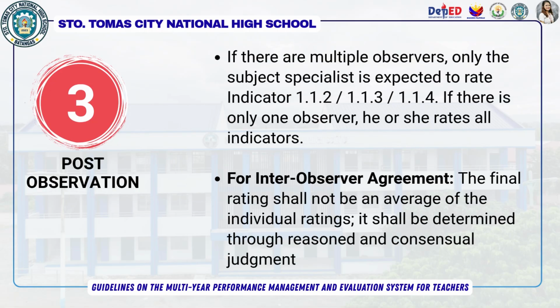If there are multiple observers, a few rules apply. First, only the subject specialist is expected to rate indicators 1.1.2, 1.1.3, and 1.1.4 concerning content knowledge and pedagogy. If there's only one observer, they rate all. The final rating shall not be an average of the individual ratings. This is important. Instead, it must be determined through reasoned and consensual judgment among the observers. This ensures that the final score is a qualitative agreement, not a simple mathematical mean.